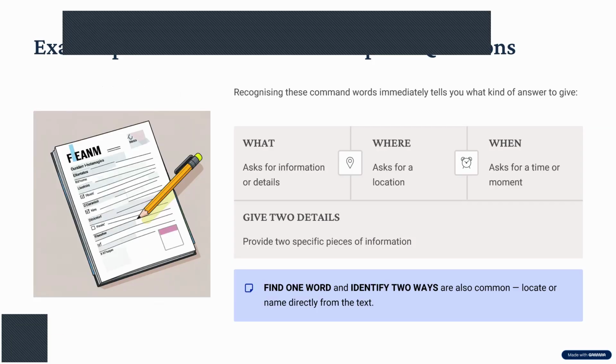Now, let's come to how we can identify the questions if they are explicit. There are some command words that actually speak out loud that they are explicit. What are those command words? What, where, when. What is asking for information, where asking for location, when asking for time or moment. They can come in this way: give 2 details. The 2 is just an example. It can be 3 details, or give 1 detail, something like that. All you have to do is just provide the detail in the exact wording of the passage. Or you can have a question that starts with find the word or identify something. In all of these questions, explicit information is required.